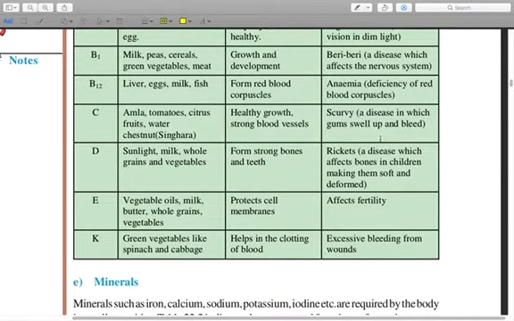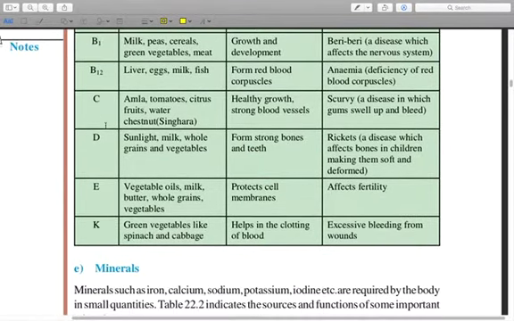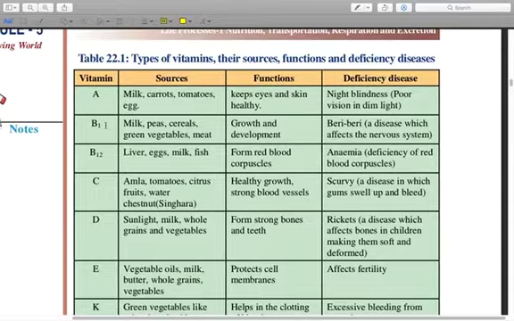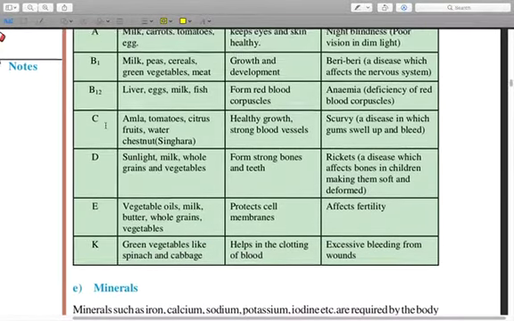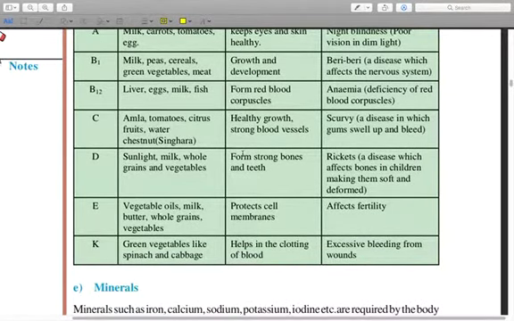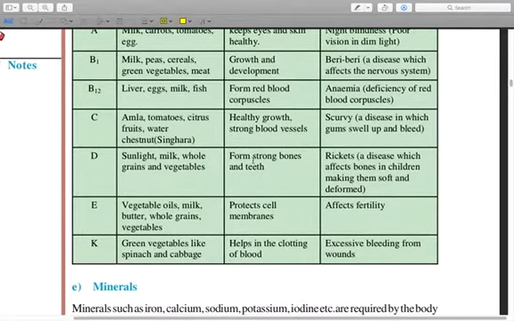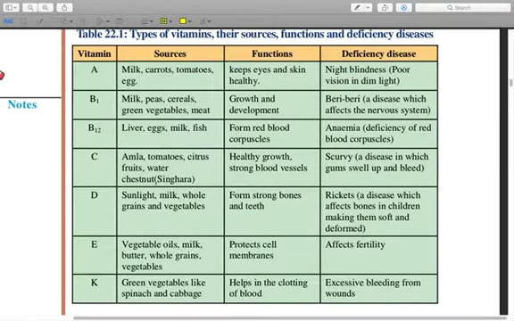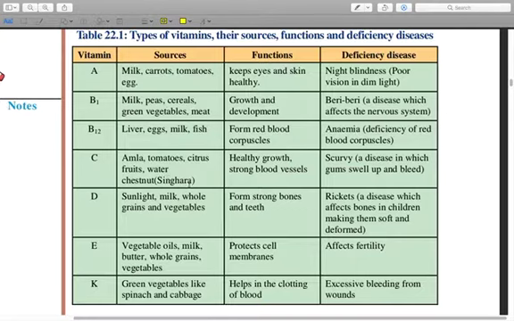And you have next vitamin C. Their sources: amla, tomatoes, citrus fruits like lemon, orange, and water chestnut. Okay, it's a type of nut. You can search on Google how it looks. The functions are basically healthy growth and strong blood vessels.